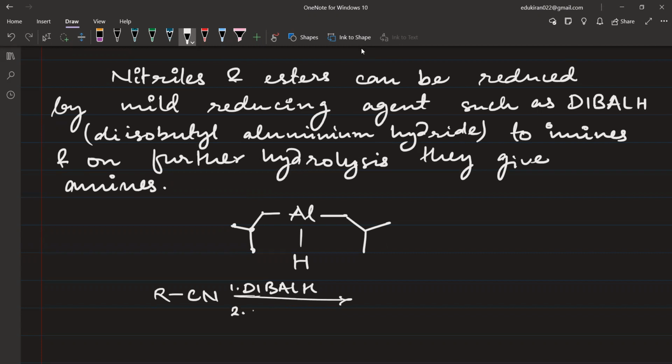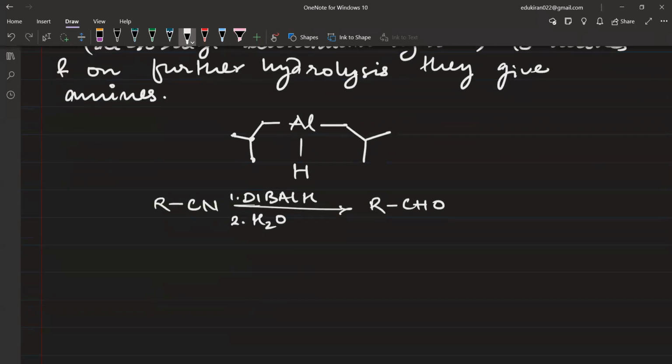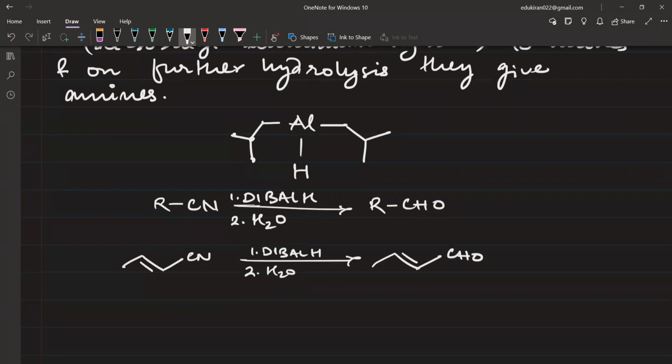In the second step, you add water and you are going to get RCHO. Also, these reducing agents don't hinder the double bond. So if you have a double bond like this, and then you add dibal H, secondly H2O, you're going to get the same number of carbon atoms and CHO.